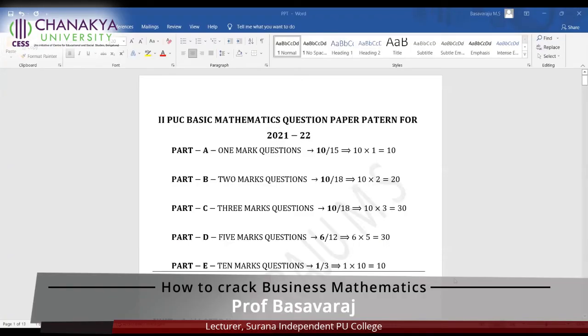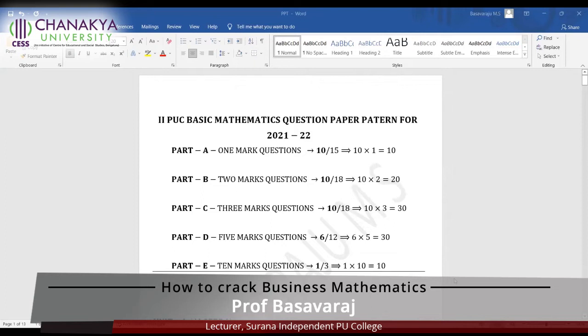What changes have happened for this year's annual paper? They have made some changes in the annual paper, but they maintain the same pattern itself. That is, your question paper consists of 5 parts. As you are able to see on the screen, it will be A, B, C, D, and E. The only change is that they have increased the number of questions in each part.